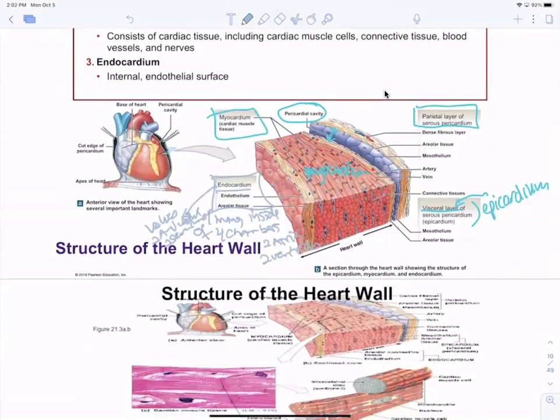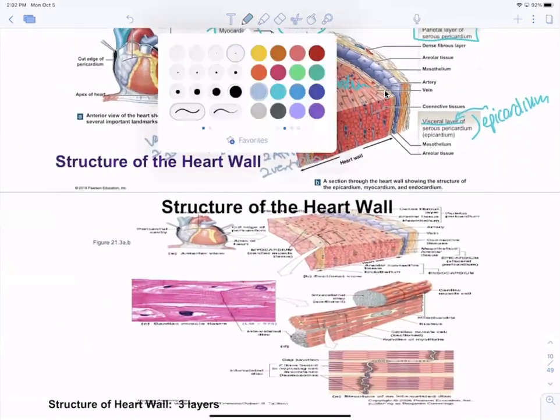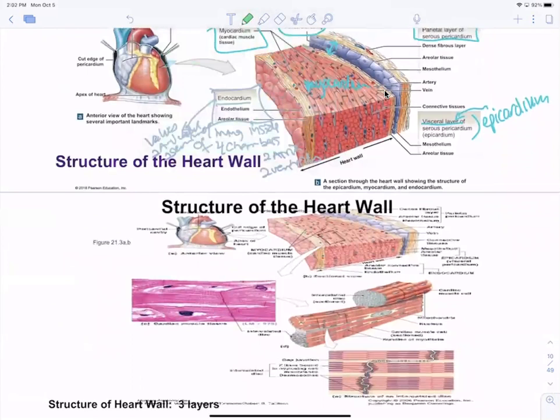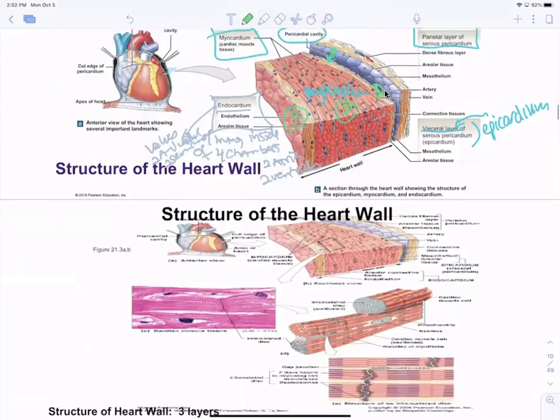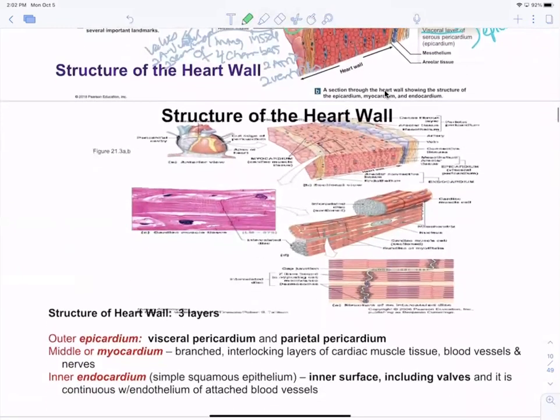So there's three layers of the heart muscle wall, right? You have one being the epicardium, then the myocardium, then the endocardium. And on the way, after the pericardial cavity, you have the parietal pericardium way on the outside. And it's connected to something called the fibrous pericardium.